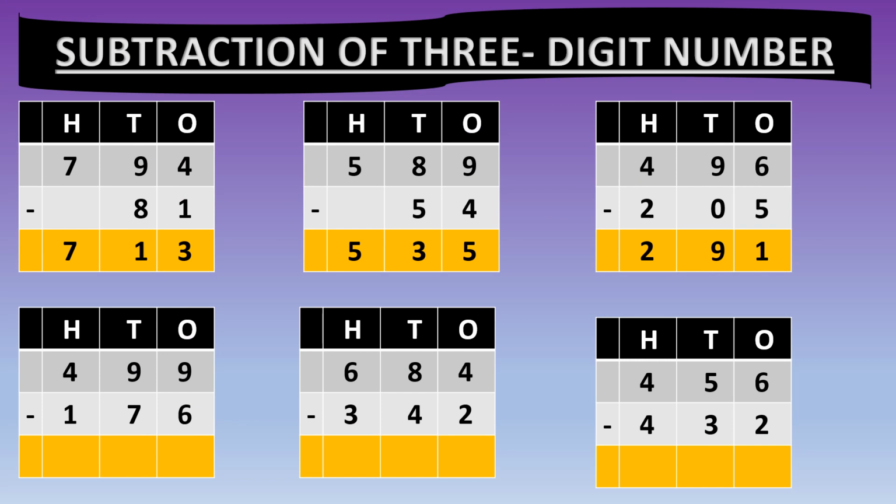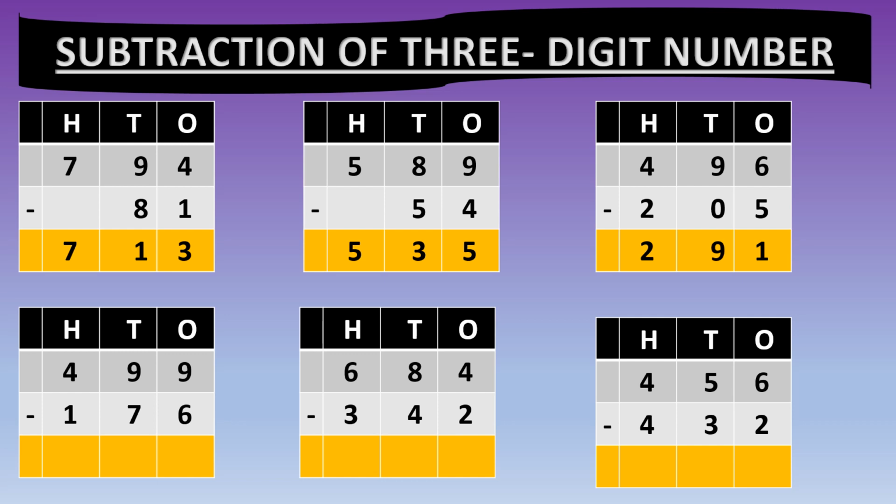This is the simple subtraction of 3-digit numbers. 4 minus 1 is 3. 9 minus 8 is 1. 7 comes here as the number itself because nothing is there to subtract.